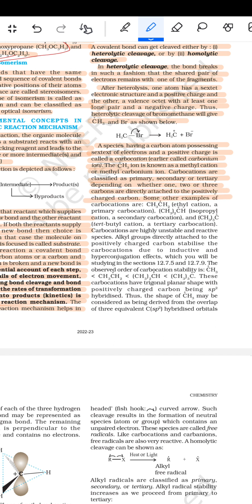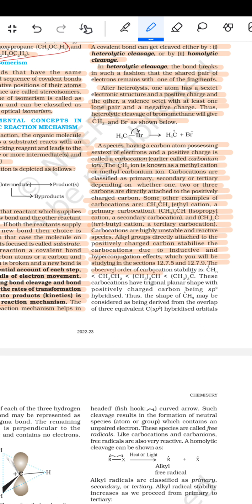Some other examples of carbocations are CH3CH2+ ethyl cation, a primary carbocation; (CH3)2CH+ isopropyl cation, a secondary carbocation; and (CH3)3C+ tertiary-butyl cation, a tertiary carbocation. Carbocations are highly unstable and reactive species. Alkyl groups directly attached to the positively charged carbon stabilize the carbocations due to the inductive and hyperconjugation effects, which you will study in sections 12.1.5 and 12.1.9.